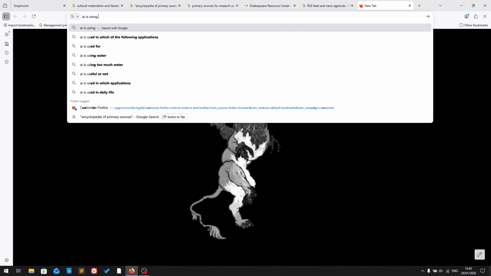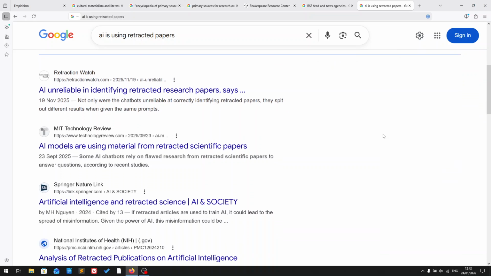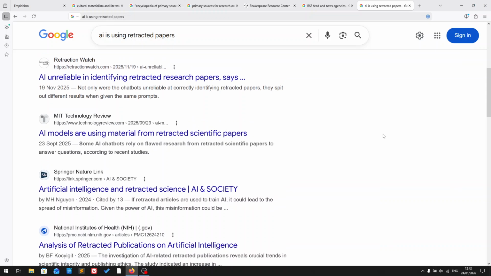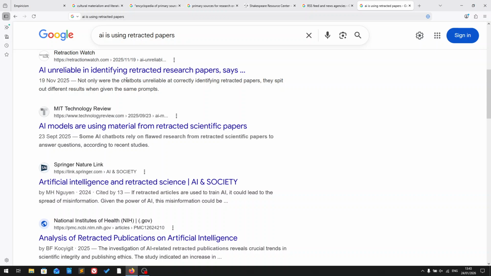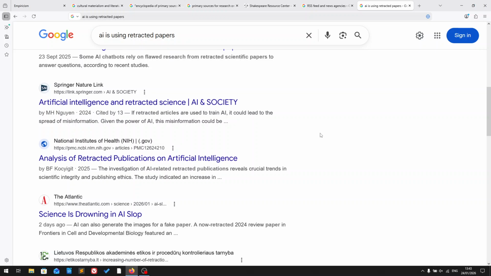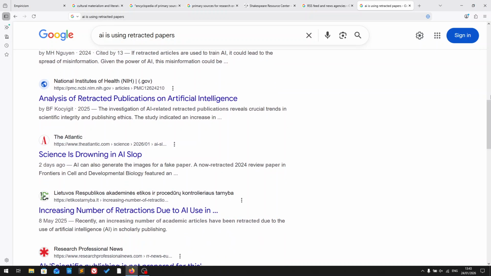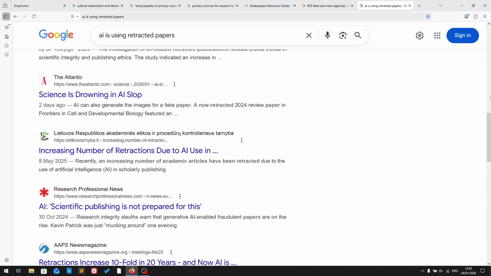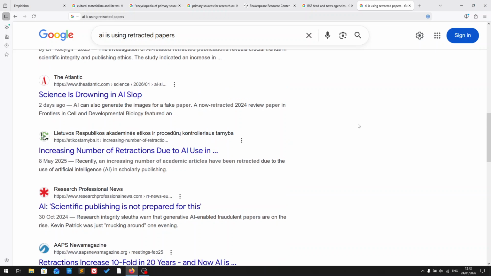AI is using retracted papers. That's what I've been going through. Of course, I would like you to find these things for yourself. And here we have Retraction Watch, we have MIT Technology Review. So we see confirmation of what one says in the other and vice versa. This is something we came across in another video previously. So much to talk about. And I've had input from an academic who talked about this frequently. Thanks to this academic.